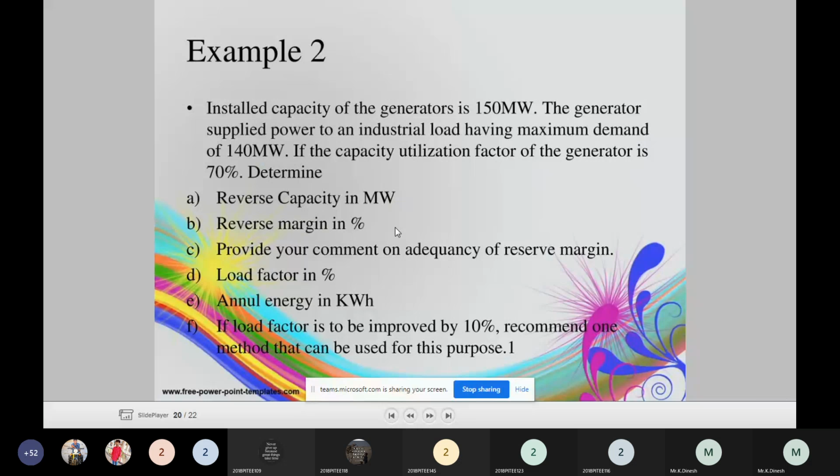Determine the reserve margin in percentage, and provide your comment on the adequacy of the reserve margin. Also find the load factor and annual energy in kWh. If the load factor is improved by 10 percent, recommend one method that can be used for this purpose.